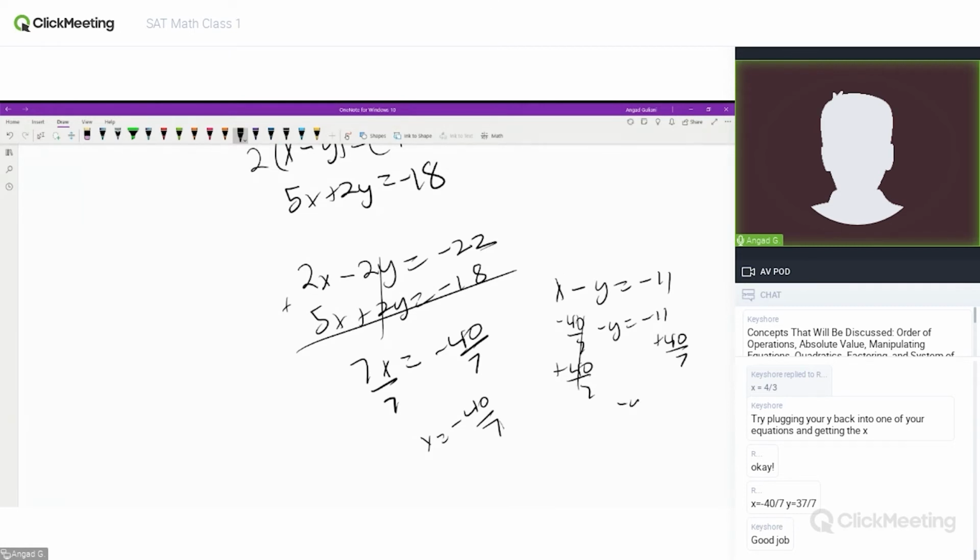We get negative y is equal to negative 37 over 7. And now we divide it by negative 1. So then we get y is equal to 37 over 7. And those are our answers. All right, you guys get that?